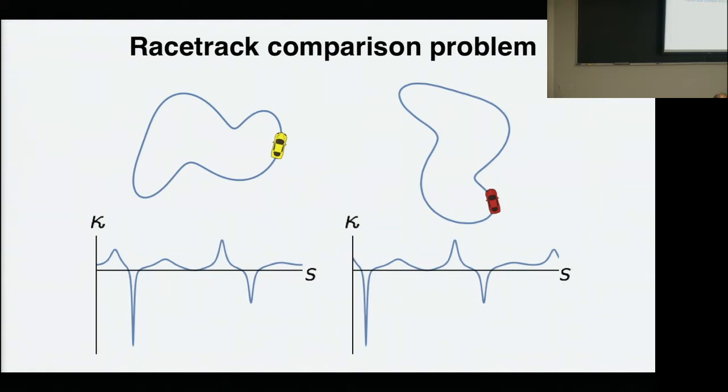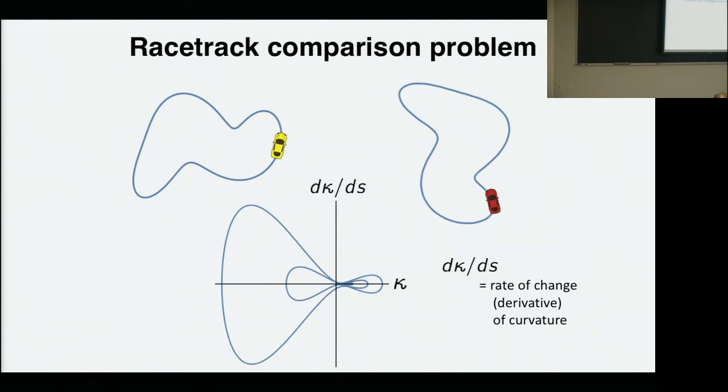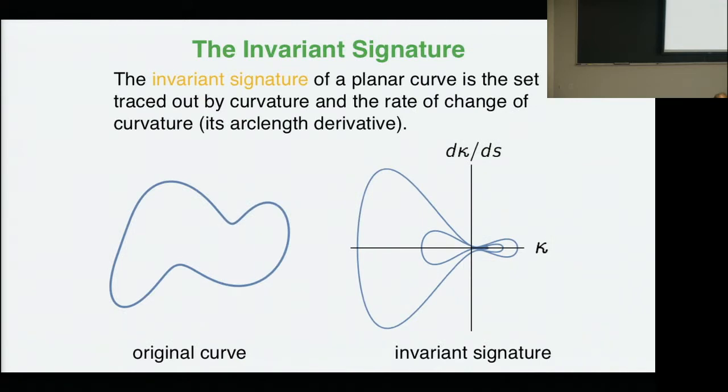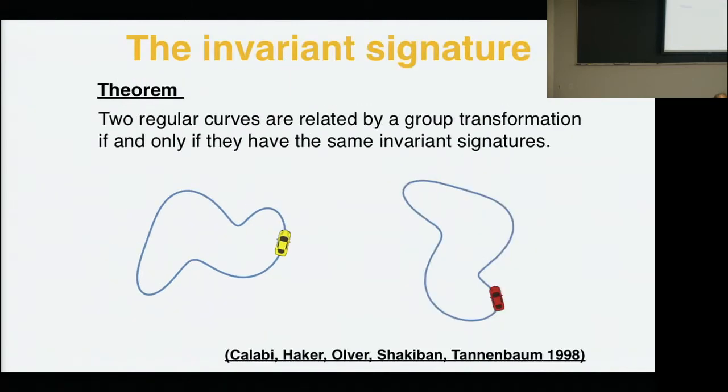So some years ago, we proposed to, instead of looking at kappa as a function of s, take the 2 simplest differential invariants, kappa and d kappa by ds. And with a little work, you can see that if you know what we call the signature curve, so as you go around the racetrack, you graph both kappa and kappa s, and you get something that looks like this. And this is called the invariant signature. And there's a theorem: 2 regular curves, and most curves are regular, if you ask me after, are related by a group transformation, in this case a rigid motion, if and only if they have the same invariant signatures. So this was a proposal we made in a paper in 1998.